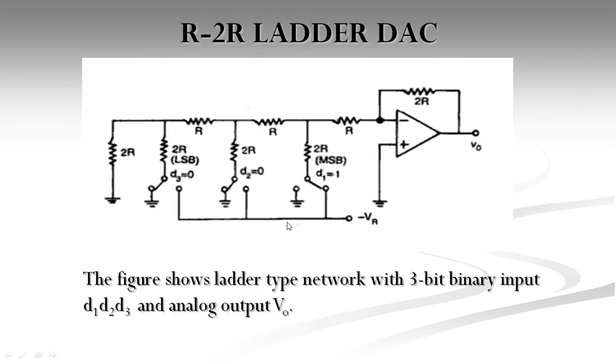Here the figure shows a ladder type of network with a 3-bit binary input, that is D1, D2 and D3, and the analog output V0. Here D1 is our MSB bit and D3 is our LSB bit. Now let us see what analog output we are going to get for the binary input 100. If binary 1 is given as the input, then the resistor will be connected to the reference voltage minus VR, and for the binary input 0, the resistive network will be connected to the ground terminal.